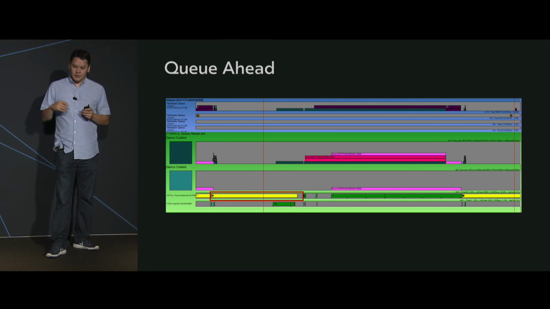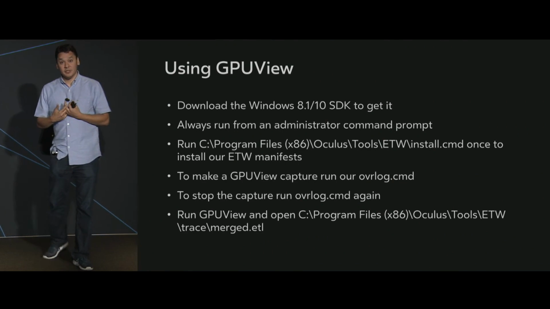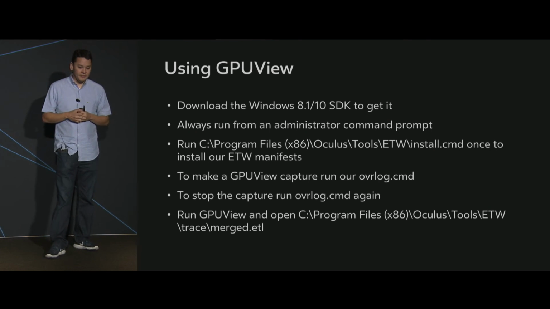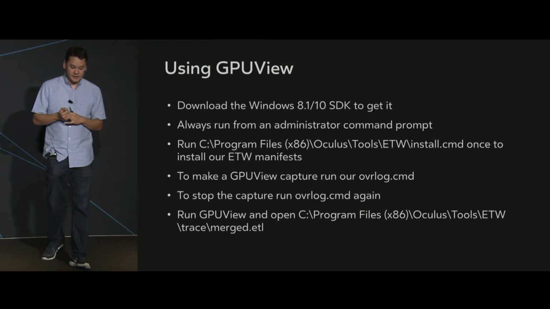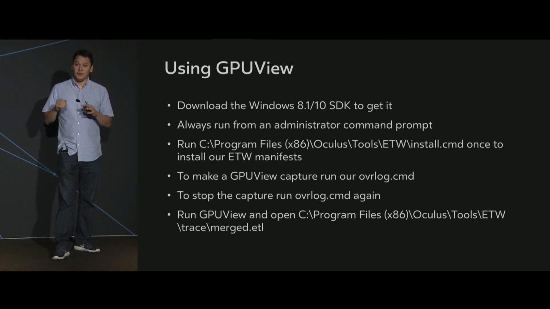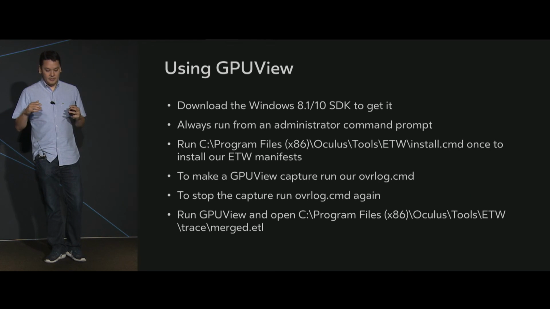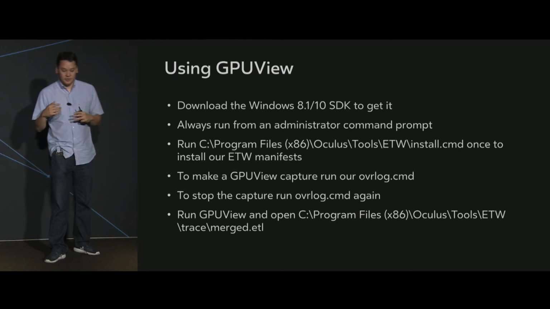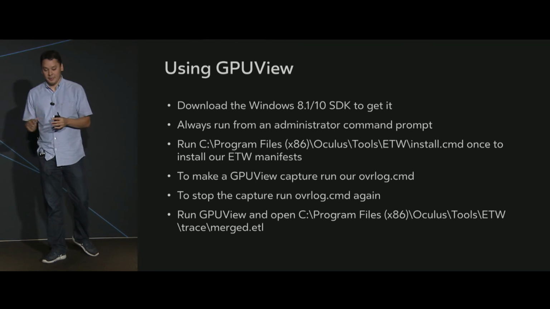So how do you use GPU View? Well, the first thing is you have to download it from the Windows SDK. Then from an administrator command prompt, you just run our install.command once. It'll install all of our ETW manifests. And then to make a GPU View capture, you just run ovr log.command. It comes with our runtime in the same directory as the other stuff. This will start the logging process, and then you just run your app, and whenever you're done, you run ovr log.command again to stop it.